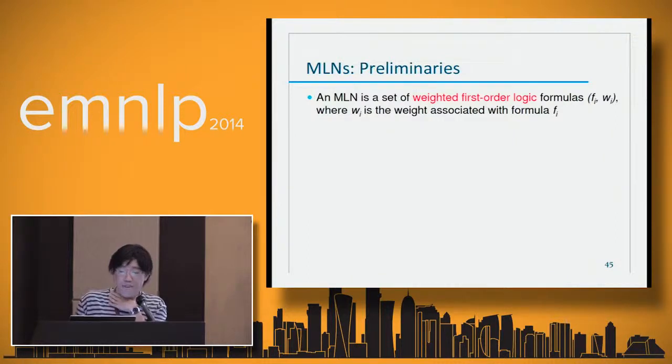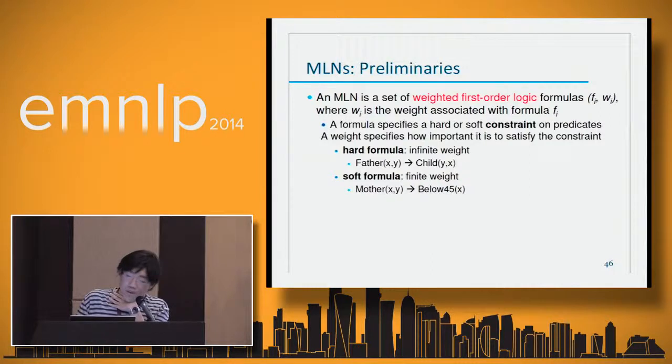Okay? So let me give you a very brief overview of Markov logic networks. A Markov logic network, or an MLN, is a set of weighted first-order logic formulas, Fi and Wi, where Wi is the weight associated with formula Fi. A formula specifies a hard or soft constraint on predicates, and a weight specifies how important it is to satisfy the constraint. For instance, if you have a hard formula like x is the father of y implies y is the child of x, we should give it an infinite weight. Whereas if we have a soft formula like if x is the mother of y, then x is below 45, we know that's not always true, and it's most likely a soft formula, and so we would give it a finite weight.